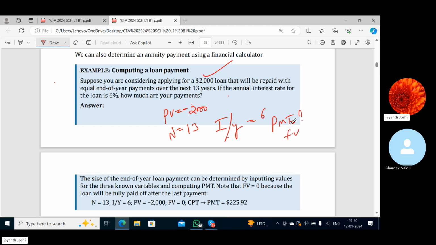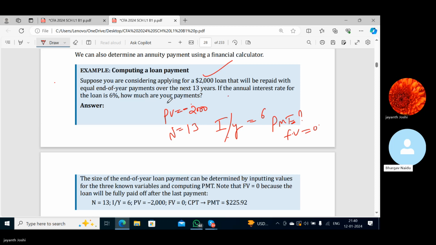There's no future value. They're not saying that you will be repaying the amount after 13 years, or that the repayment will be so and so amount. Nothing has been mentioned, so FV is 0. So can you just do the calculation? You want me to use the formula? No. You have to use that calculator.